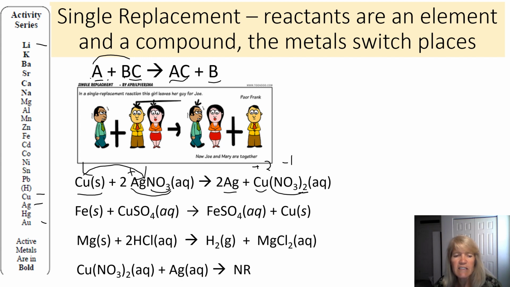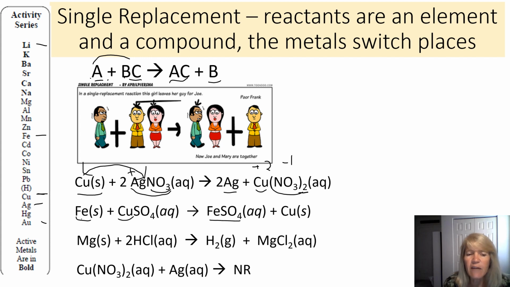Let's look at the next example. We have iron and copper. So if we find those, we already found copper, it's right here, and iron is up here. So you consider which one is higher. Well, the iron is higher, so it's the one that wants to be in a compound. And over here you see iron's by itself, so they got to switch places. So now the iron goes with the sulfate.